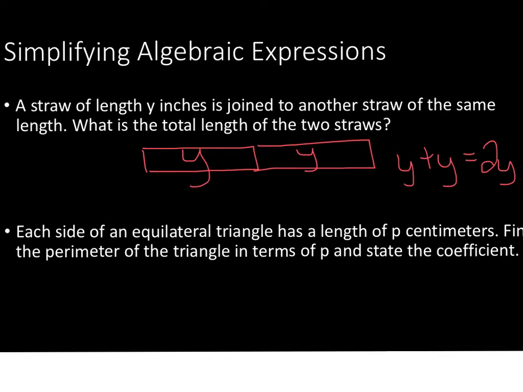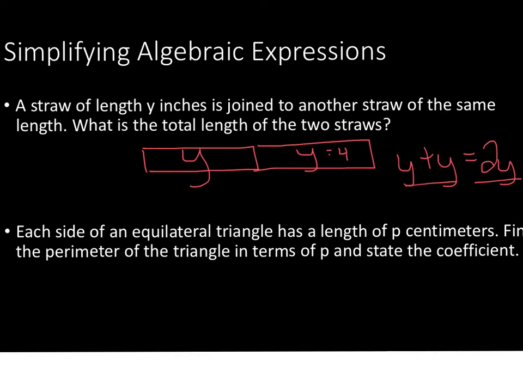And those are equivalent because no matter what, we could say that y is equal to 4. And here we would have 4 plus 4 is 8, but also 2 times 4 is also 8. So it doesn't matter, these are equivalent no matter what we substitute in for y.